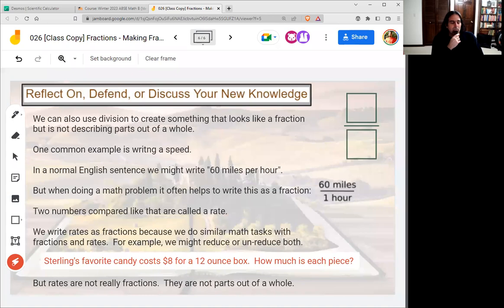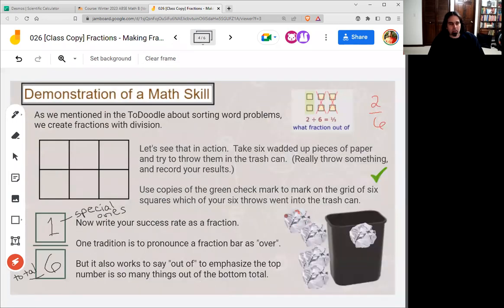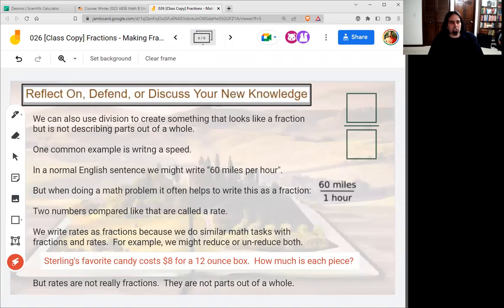Okay, as a final example, this is something that you've probably done at the grocery store. We can use division to make something that looks like a fraction. We write it on the paper as some number with a fraction bar and some other number underneath. But it's not a fraction. A fraction always has parts out of a whole. How many pieces of cake are left? How many shots out of 6 made it into the trash can? There are always the special ones we care about and how many there are total. But we will write things as fractions that aren't.